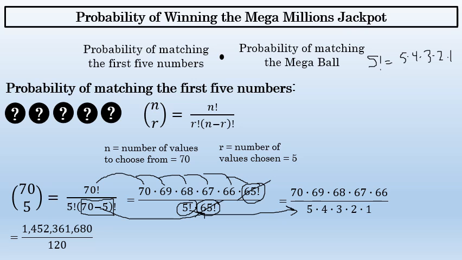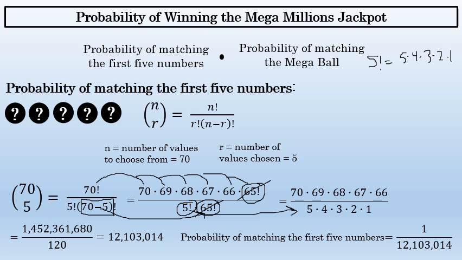Doing that multiplication, and I needed a calculator to do this calculation, the product in the numerator is 1,452,361,680 over 120. This divides to be 12,103,014. This means that the probability of matching the first 5 numbers is 1 in 12,103,014.